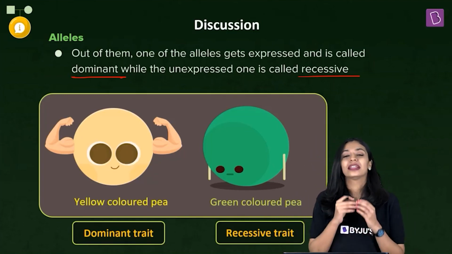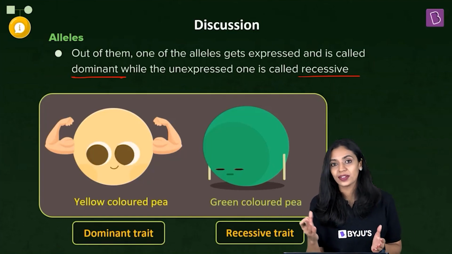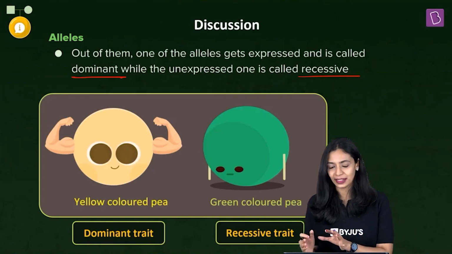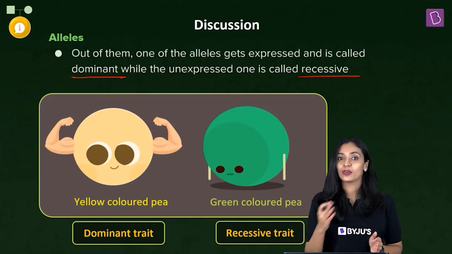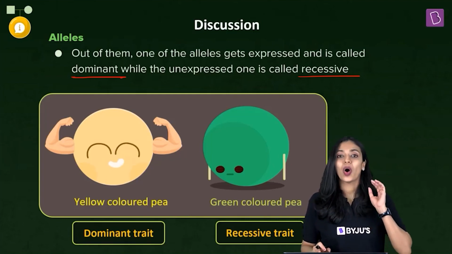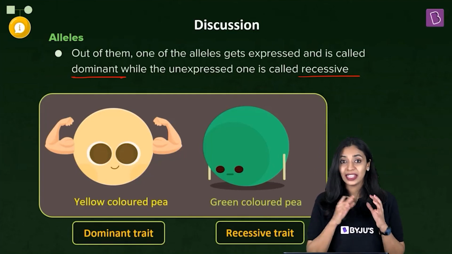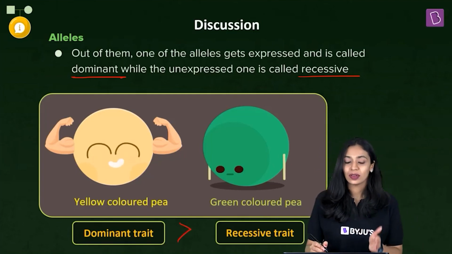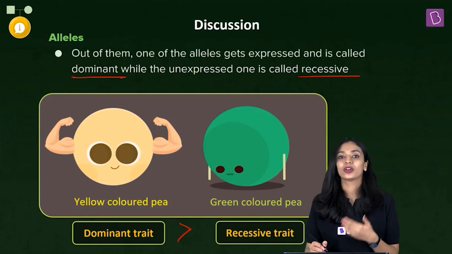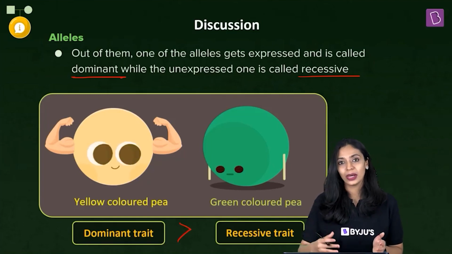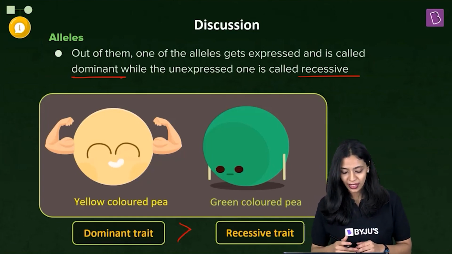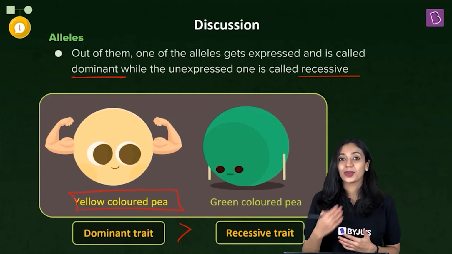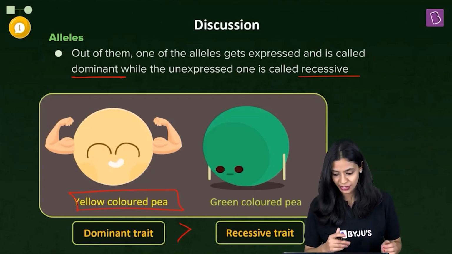For example, one of the characters that Mendel considered in his experiments with pea plants is the color of the seed. The seed color can be of 2 types, either yellow or green. But the yellow seed color is dominant over the green seed color. So the yellow colored pea is called the dominant trait and the green one is called the recessive trait. This yellow colored allele can express itself even in its heterozygous condition.